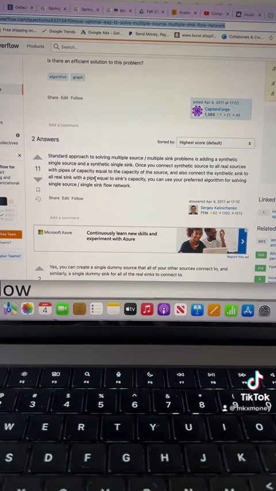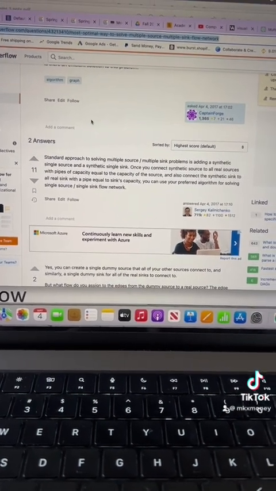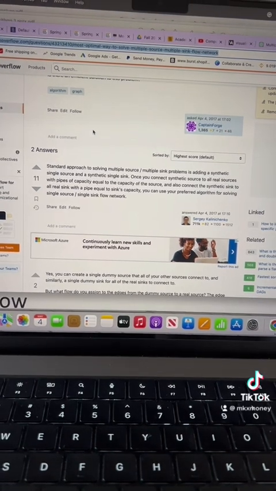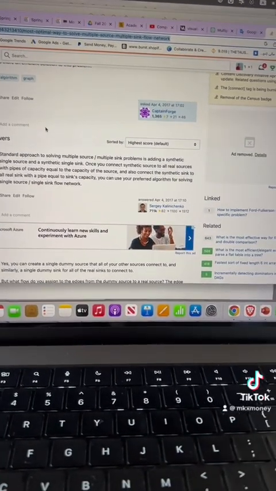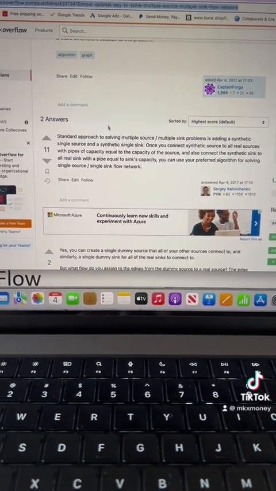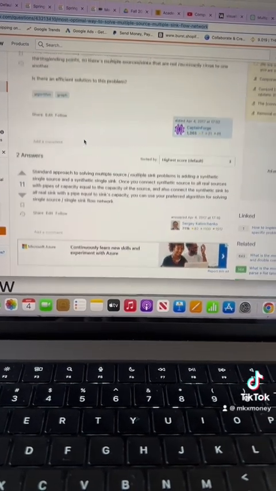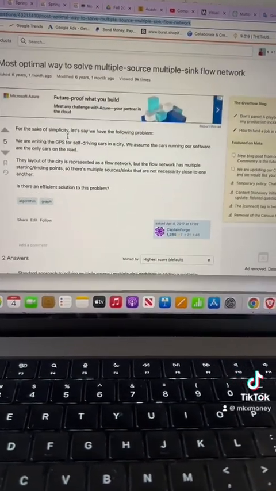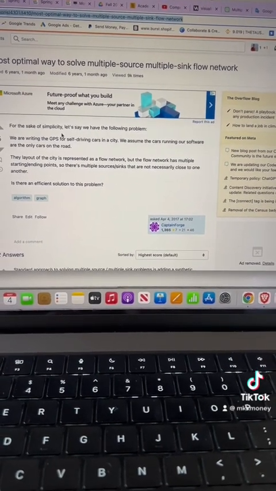And the only thing that you need to do is to consider a synthetic or dummy single source and a synthetic sink. Connect all the sources to that synthetic source and connect all the sinks to that synthetic sink, and you can just solve the question as a single source and single sink problem.